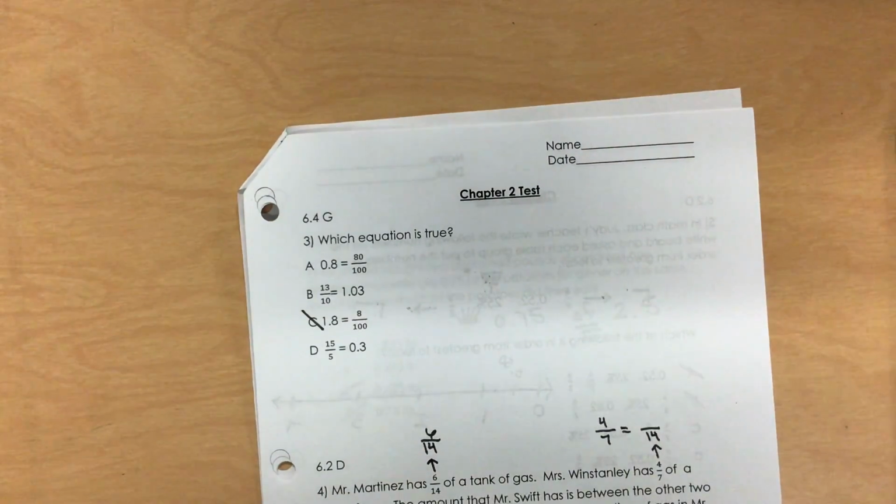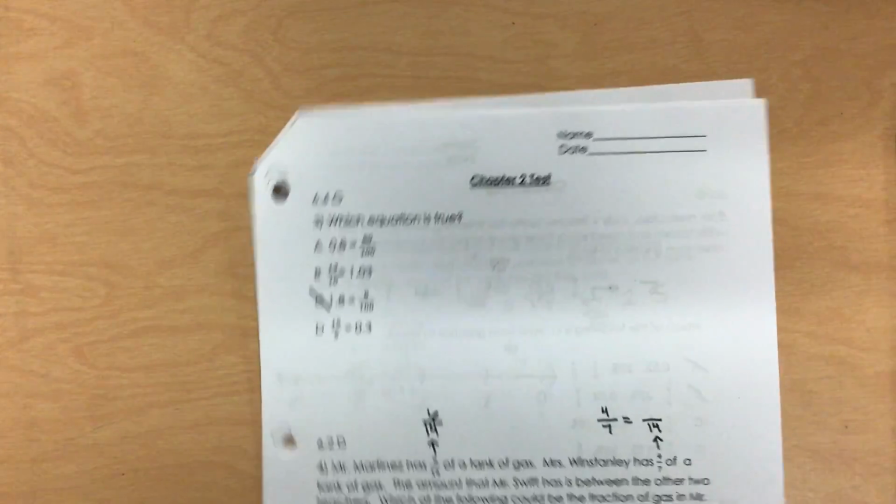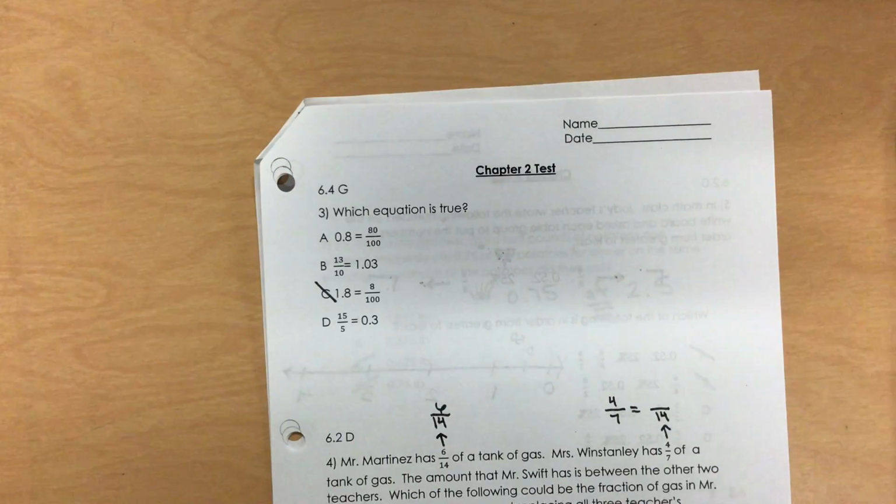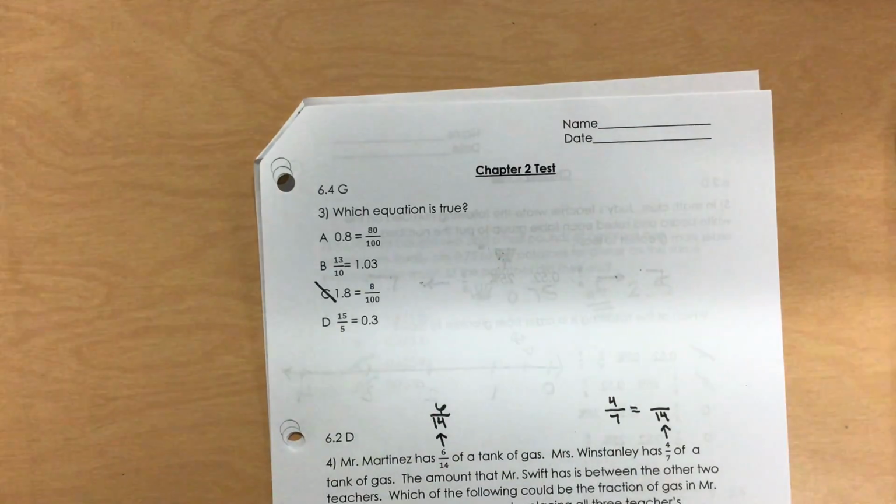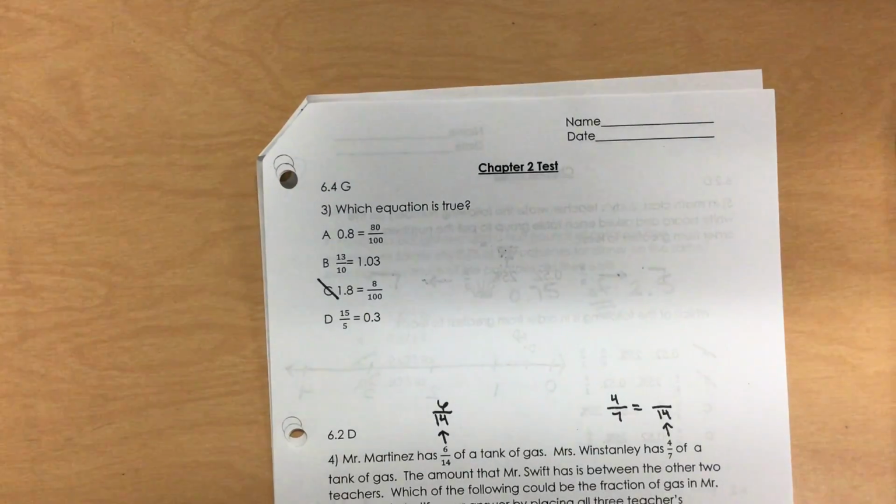Number 3, which equation is true? A, 8/10 is equal to 80 hundredths. B, 13/10 is equal to 1 3/100ths. Or D, 15/5 is equal to 3/10. Remember to simplify.